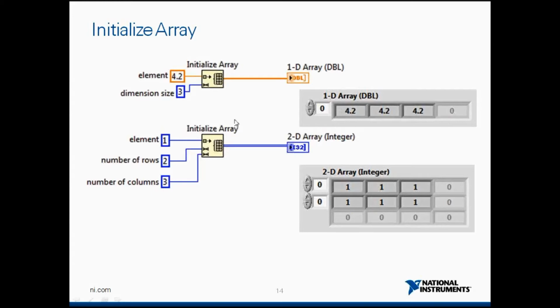Now if I want to create not a 1D but a 2D array programmatically, I just have to drag this initialize array downwards and I'll get 2 inputs, where the first one represents the number of rows and the second the number of columns. So now I have an array of 2 rows and 3 columns with the element 1.